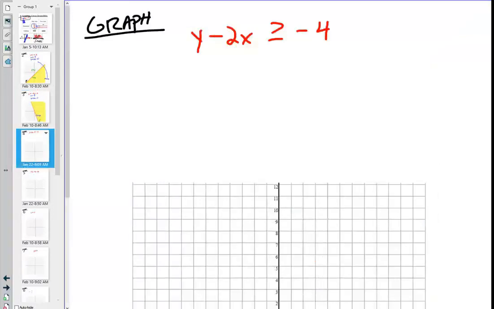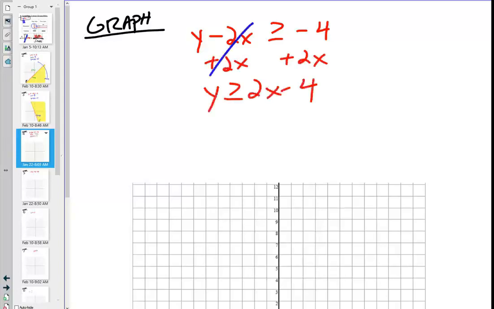What's different here? That's the main one. That's what I'm doing. The y is not isolated. For inequalities, we said we only wanted to work with slope-intercept form. So let's put this in slope-intercept form. Luckily, this can be done in one step. We add 2x like the cool kids do. And then now we have y greater than or equal to 2x minus 4, just like the last time.